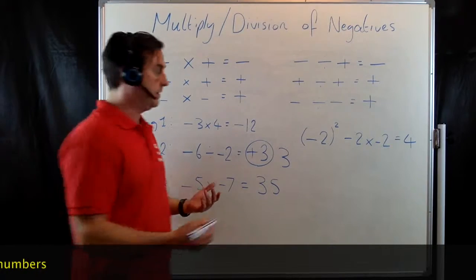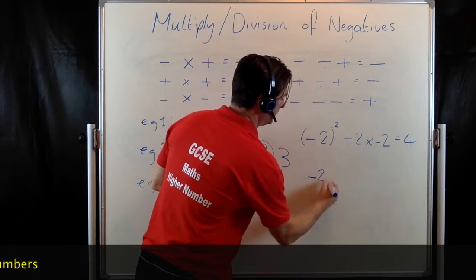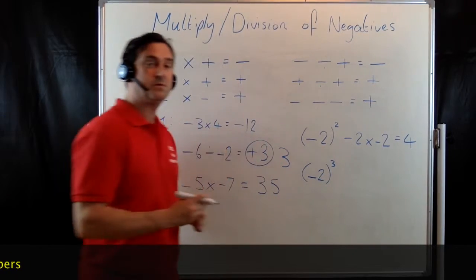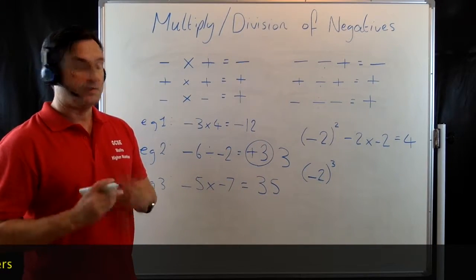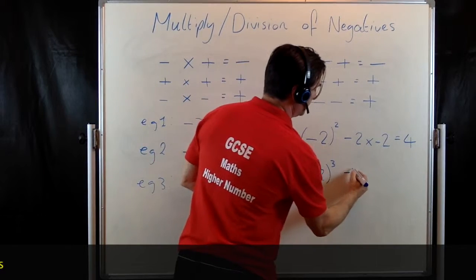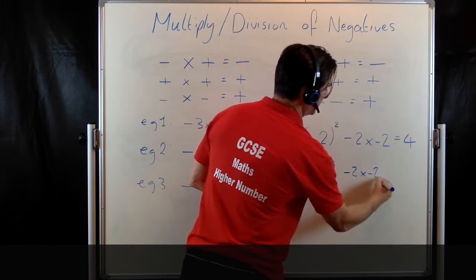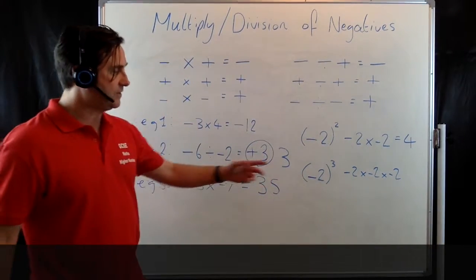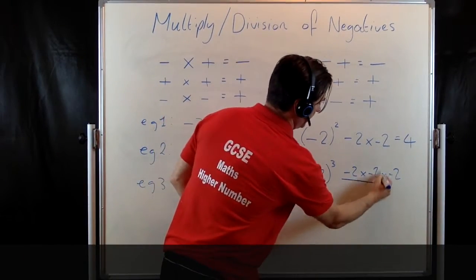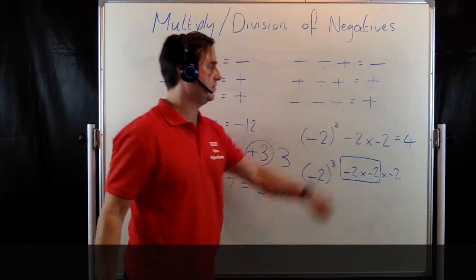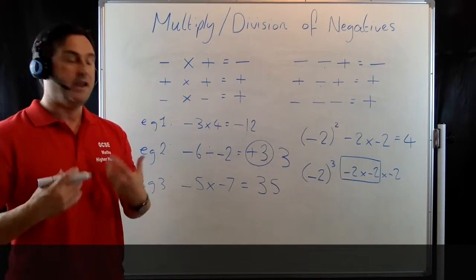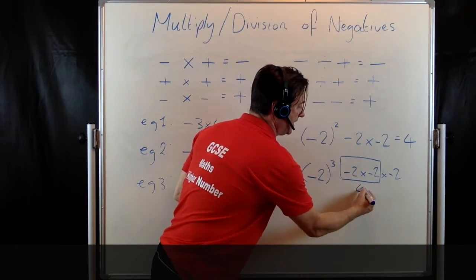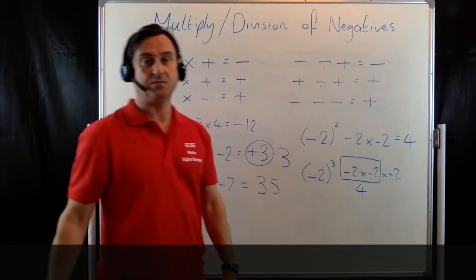What about when you cube it? Well, let's say you've got negative 2 and you've got to find negative 2 cubed. Well, this time, this is the same as saying negative 2 times negative 2 times negative 2. Negative 2 times negative 2, this bit here, we already know gives us a positive 4. Now we're multiplying the positive 4 that we get from this answer here by a negative 2.